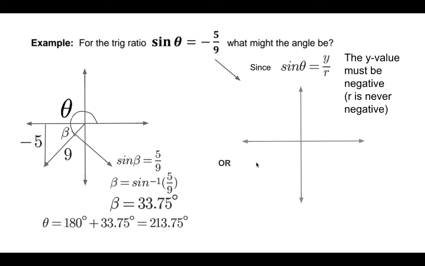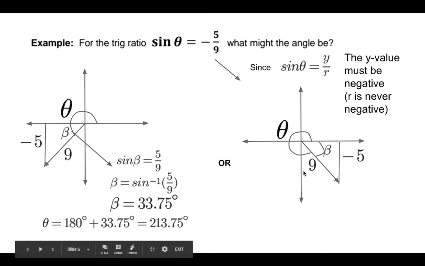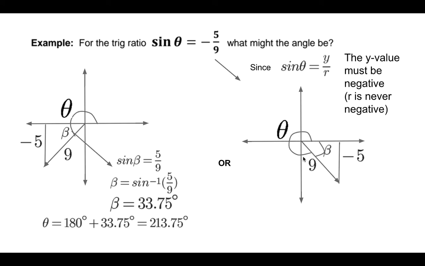The other place where y could be negative is in the bottom right. A similar triangle gives you negative 5 and 9. Beta is the inside, and theta is the outside, going around. Similarly, beta would still be 33.75, but then you ask yourself, what's the rest of it? If it has to add up to 360, we can subtract 33.75 from 360.